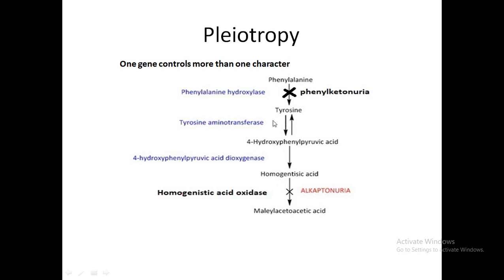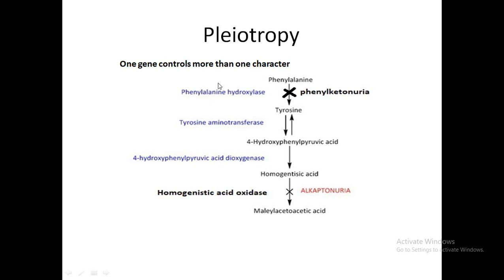Here you can see that absence of phenylalanine hydroxylase affects the enzyme homogentisic acid oxidase indirectly. It is because in the absence of phenylalanine hydroxylase, tyrosine is not produced. So the gene for phenylalanine hydroxylase is controlling the gene for homogentisic acid oxidase indirectly, not directly but indirectly. Thus, these genes control more than one character.